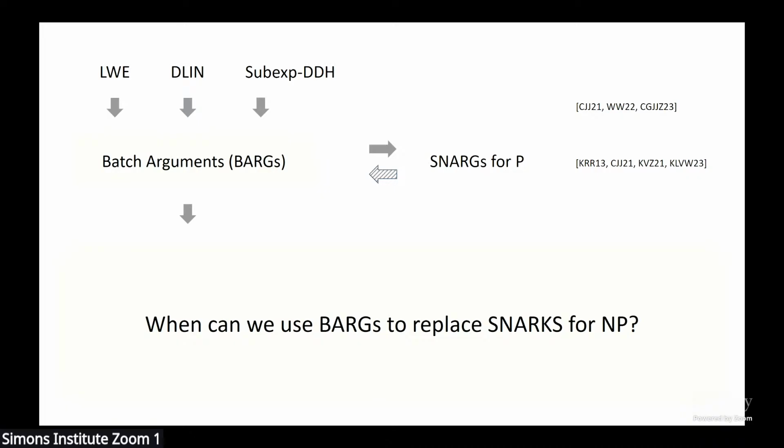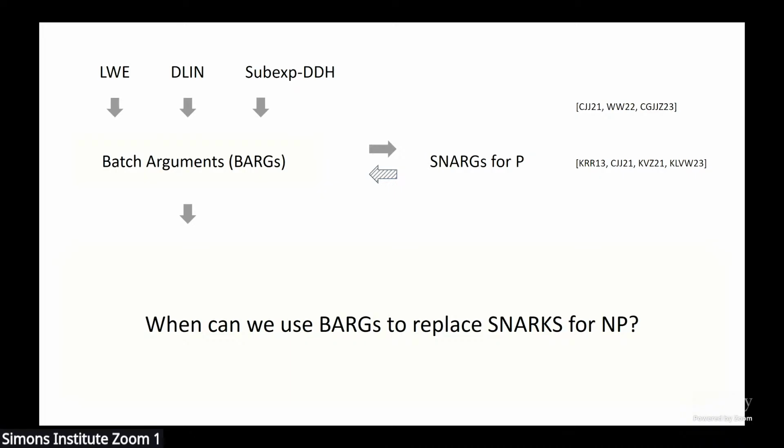I think a really important open question here is to try and understand in which type of applications we can replace SNARKs or SNARGs for NP with BARGs. We don't have a really good understanding here. We have a lot of examples, and our set of examples is expanding, but it would be great to get a better understanding. Ideally, we can even use BARGs together with other standard assumptions to maybe construct SNARKs for NP. This would be a great result.